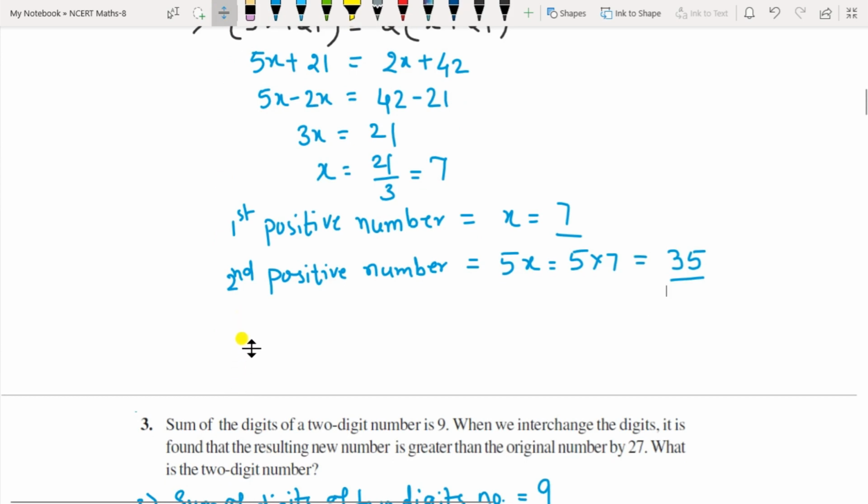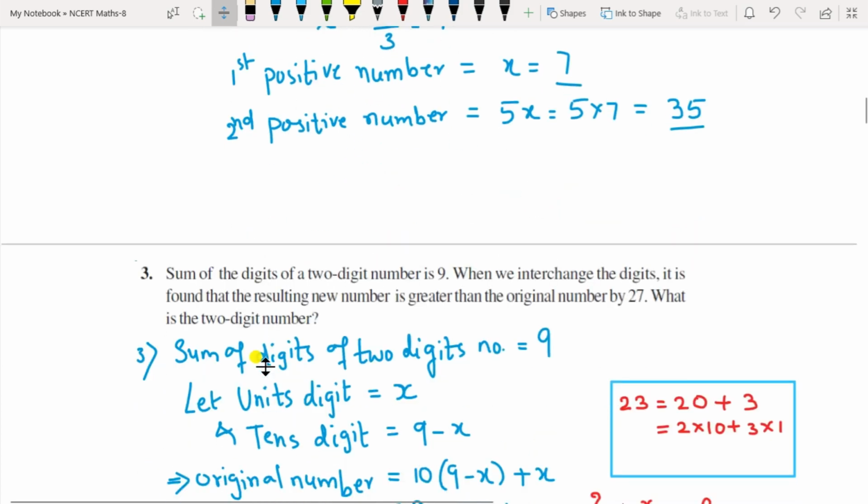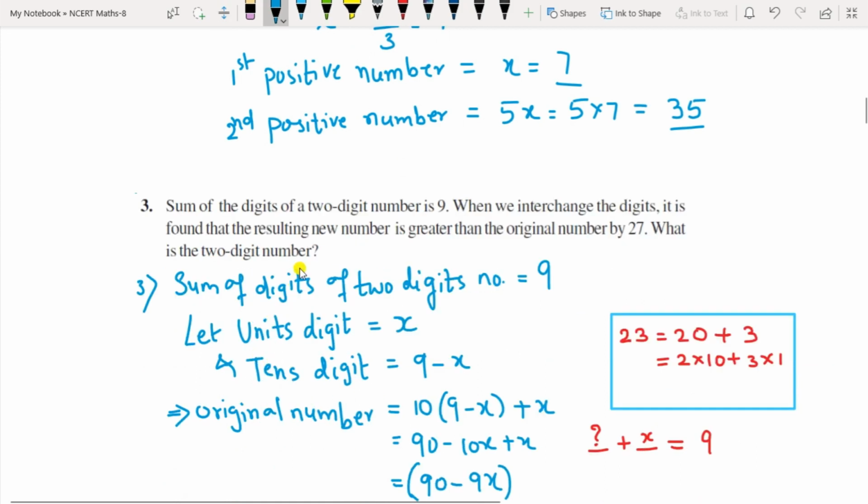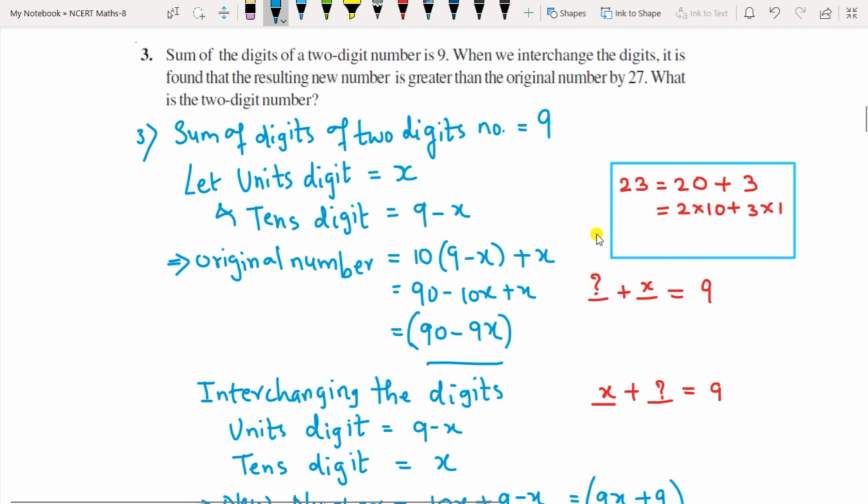Now the third question is: the sum of the digits of a 2-digit number is 9. When we interchange the digits, it is found that the resulting new number is greater than the original number by 27. What is the 2-digit number?